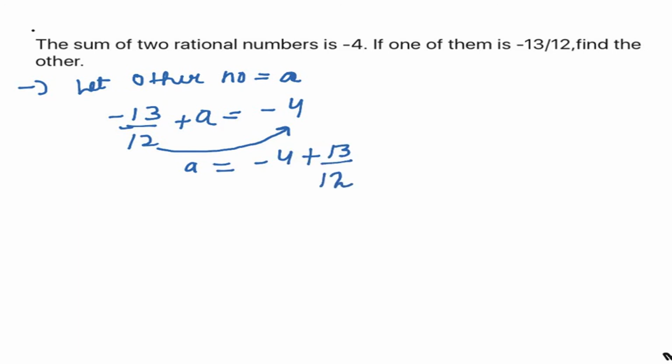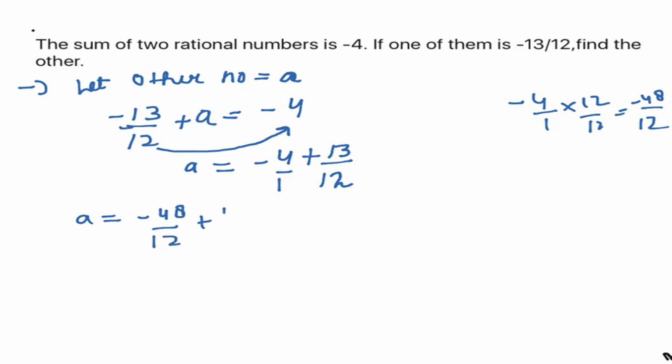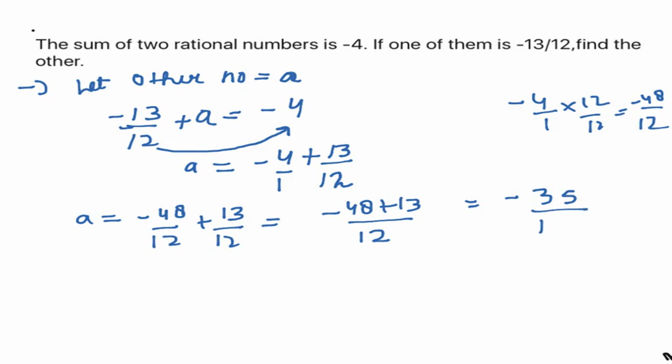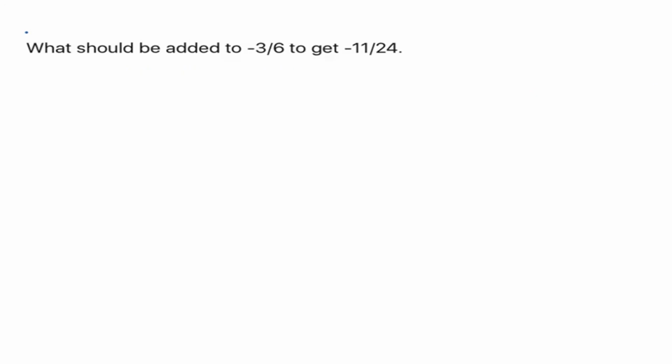Now this is a simple addition. So we will make the denominator the same. Here we have 1, so we will multiply by 12. Minus 4 by 1 times 12 gives us minus 48 by 12. So A will be minus 48 by 12 plus 13 by 12. It can be written as minus 48 plus 13 divided by 12. Minus 48 and plus 13 will give us minus 35, as 48 is greater, so the answer is negative. So minus 35 by 12.